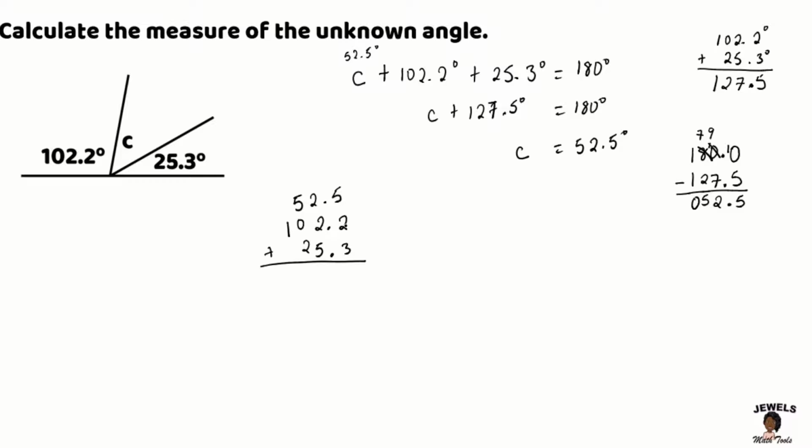So 5 plus 2 is equal to 7. 7 plus 3 is 10. Put my 0, carry the 1. 5 plus 2 is 7, 7 plus 2 is 9, and 9 plus 1 will give us 10. Put our 0, carry the 1. 1 plus 5 is 6, 6 plus 0 is 6, 6 plus 2 is 8, and we'll bring our 1 down. And remember that we drop that decimal point right down from where it is. So we can see that when we substitute C back into the equation, when we add up all of these numbers, they do sum to 180 degrees, which tells us that the measure for our angle C is correct.